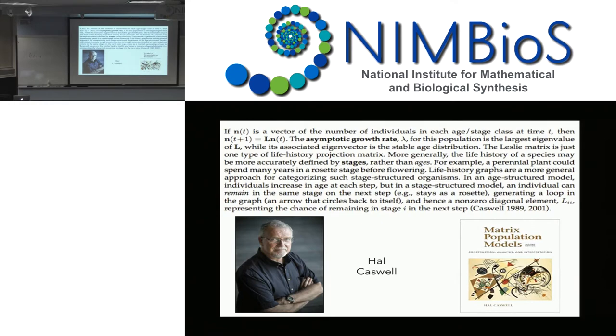So if you have hermaphrodites, I would actually put that in a life history graph, because your stage could be, you know, stay hermaphroditic or mate. Right? So your life cycle is not linear. It's a bit more involved. And by putting this in a life history graph, you could then go back and, with a little more thought, map it onto an appropriate stage matrix.